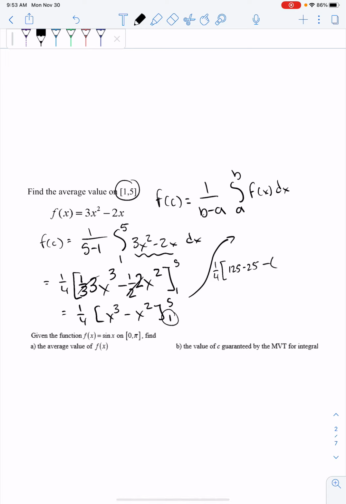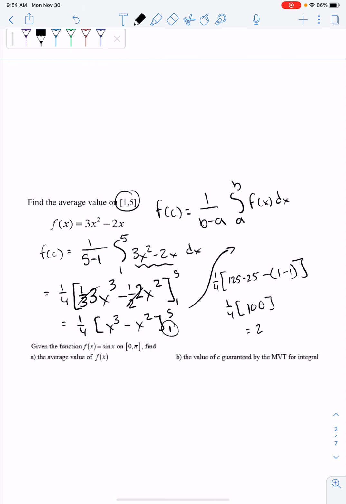So I'm going to minus 1 cubed is 1, minus 1 squared is also 1. So that's 1/4 times 125 minus 25 is 100. And 1 minus 1 is 0. So I'm just left with 1/4 of 100, which is 25. So 25 is my average value.